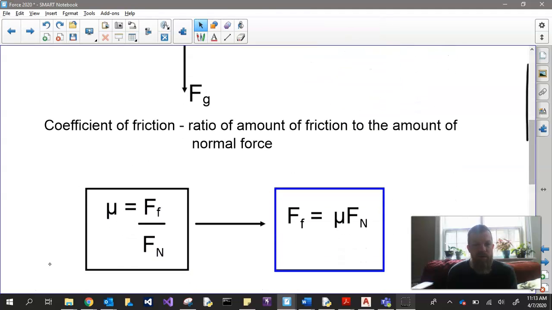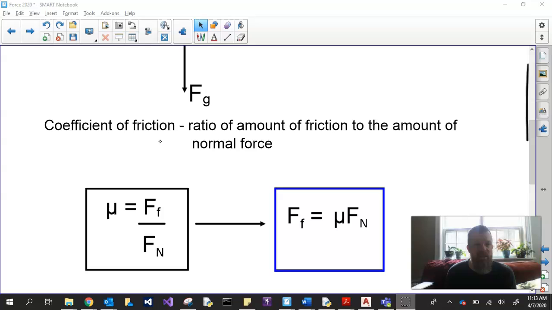Another thing we need to talk about is the coefficient of friction. The coefficient of friction is simply a ratio of the amount of friction to the amount of normal force you have. So the more friction you have compared to the normal force, the greater the coefficient of friction. Think of it as if you're rubbing your hands together. Right? When you rub your hands together, there's friction.